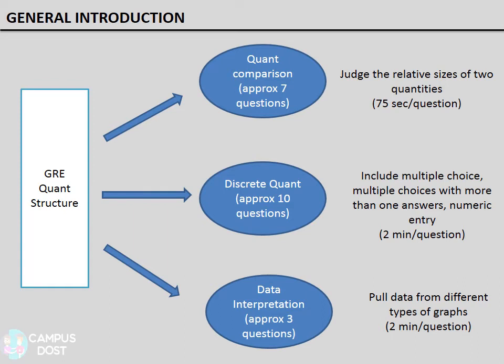Now here is the structure of quant. First one is quant comparison. There will be approximately 7 questions in which you have to judge the relative sizes of two quantities. It will take 75 seconds per question. Next is discrete quant. There will be approximately 10 questions, and it includes multiple choice questions with more than one answer, or numeric data entry questions, and it will take 2 minutes per question. Our next is data interpretation. There will be approximately 3 questions in it, and you have to pull data from different types of graphs, and it will take 2 minutes per question.